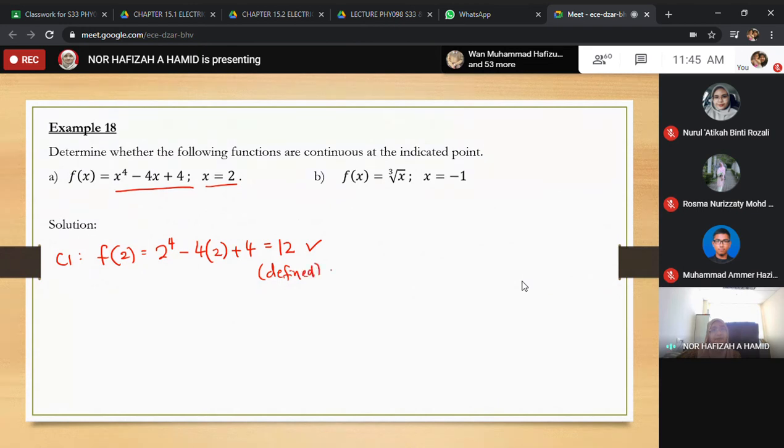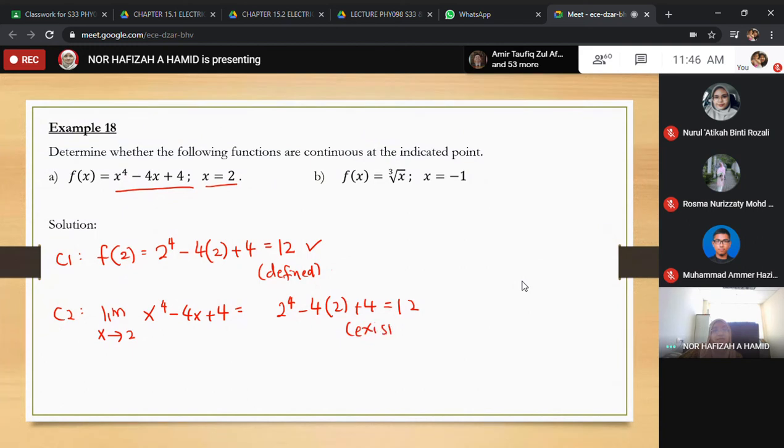Okay, next you check condition number 2. So condition number 2 for limit. Okay, so for limit you don't need to calculate the one-sided, you just calculate the two-sided. So x approaches 2, so the function, okay, substitute x with 2, plus 4. So also equal to 12. So the limit exists. Okay, so it satisfies condition number 2.